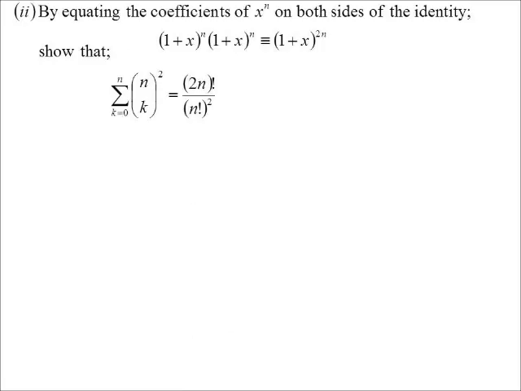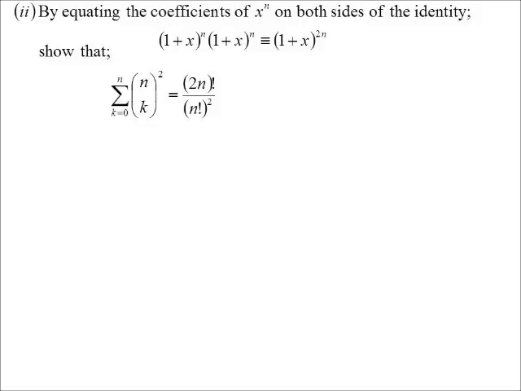This is probably the most fun of them all, is when we start comparing coefficients on both sides. So we've got this expression, (1 + x)^n times (1 + x)^n, which of course is the same, or congruent, which just means identically equal to. Don't worry, it's not geometry, it is the same symbol. (1 + x)^(2n).